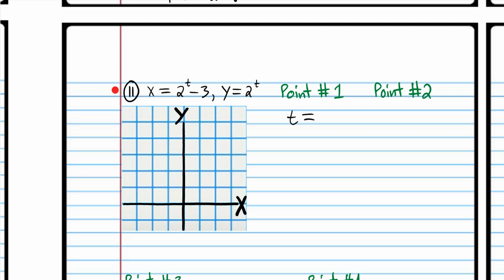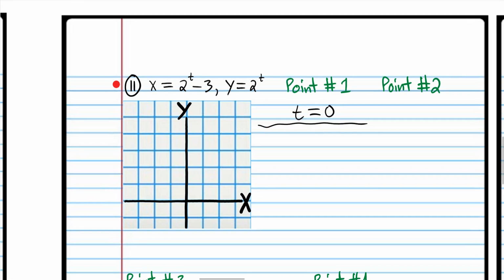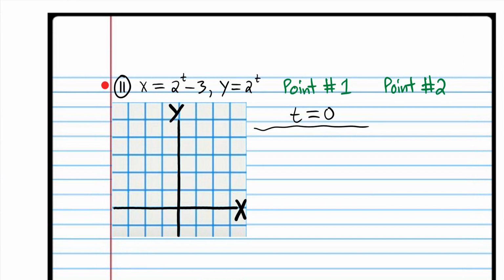So first let's try 0 for t. So there's limitations for x and y, but there's no limitations for t for this particular problem. So x is 2 to the 0 power minus 3. y is 2 to the 0 power. So x is 1 minus 3, which is negative 2. y is 1.